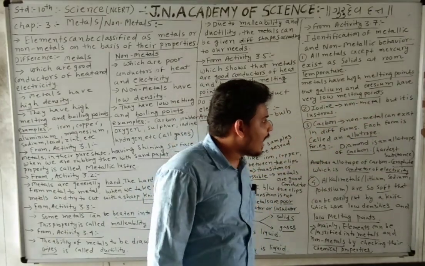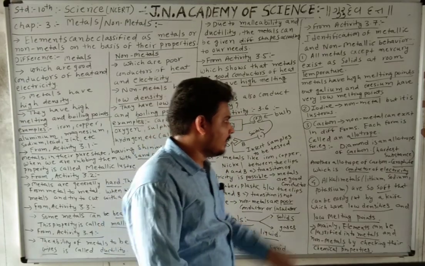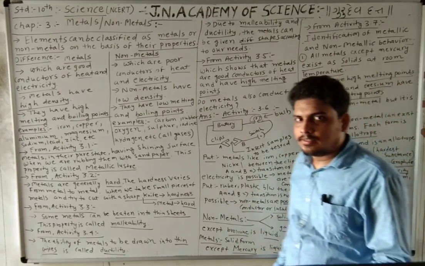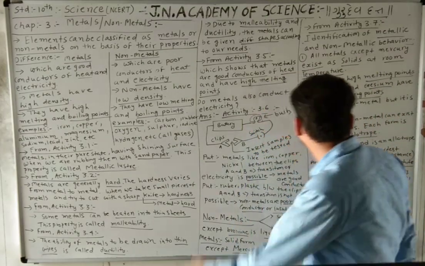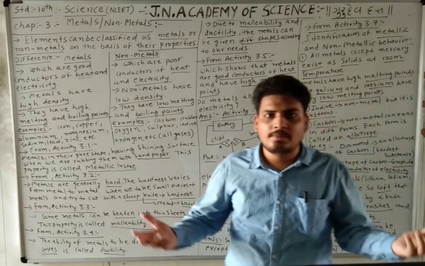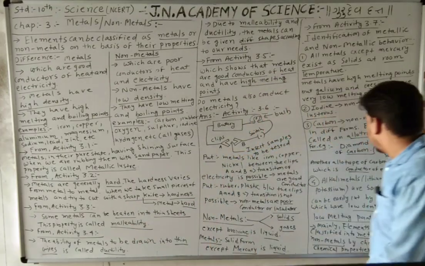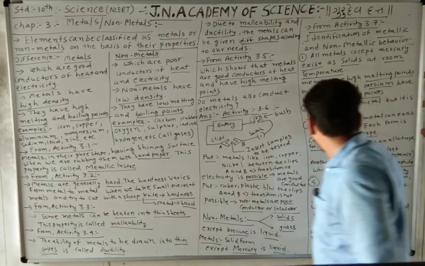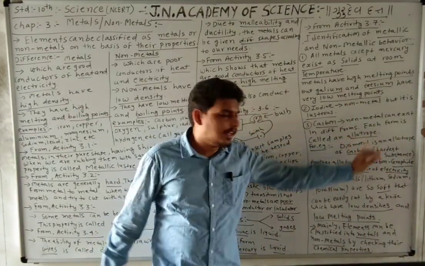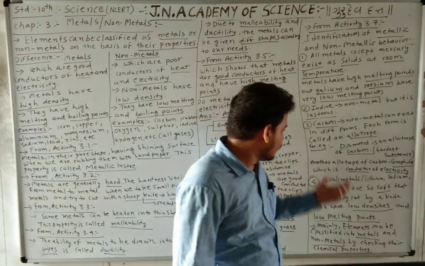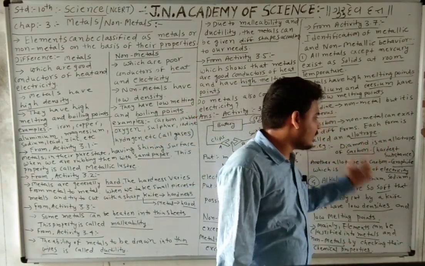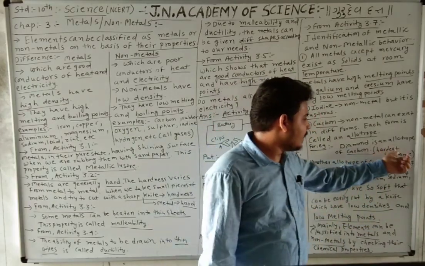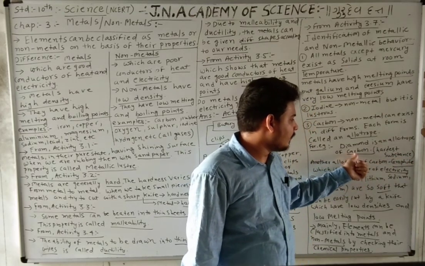Then the third point is carbon. Non-metals can exist in different forms, because we already know the fundamental base for the earth is carbon. There are so many forms of carbon. Each form is called an allotrope. There are many allotropes of carbon. For example, diamond is an allotrope of carbon, and diamond is very hard. It is the hardest element from the group of carbon.